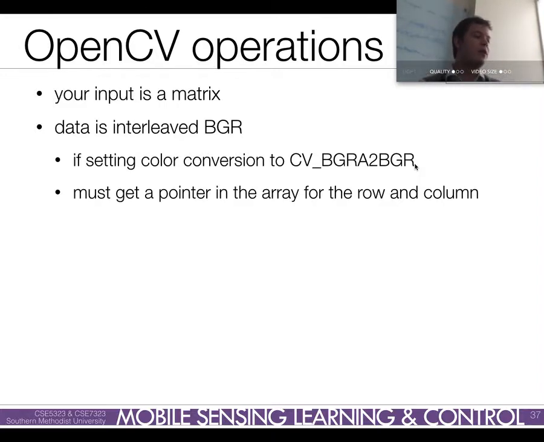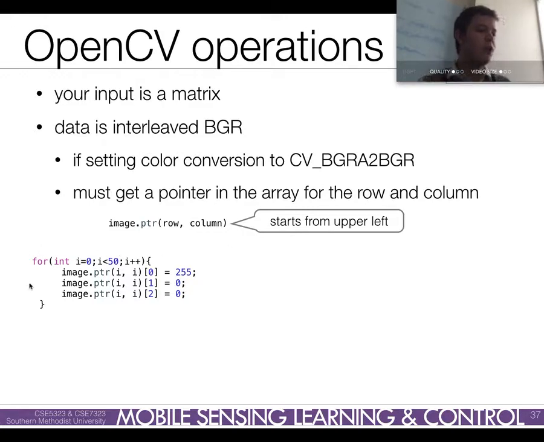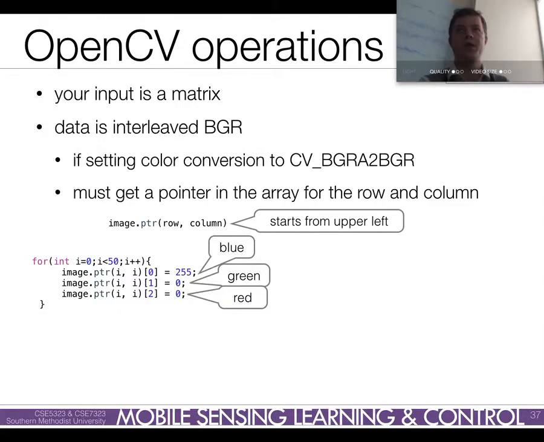So you have to get a pointer in the array for the row and the column. The way that you do that in iOS is you do image.pointer, and then you give it the row and the column where you want the pointer to. Okay? So what you can do here starts from the upper left and goes row by row this way. Essentially, I could say for int i equals 0 to 50, I could say image.pointer at i, and then I could get the blue, the green, and the red channels that way if I wanted to. Okay? It's a little bit slow, but you could access it that way, right? And it really is just a pointer.